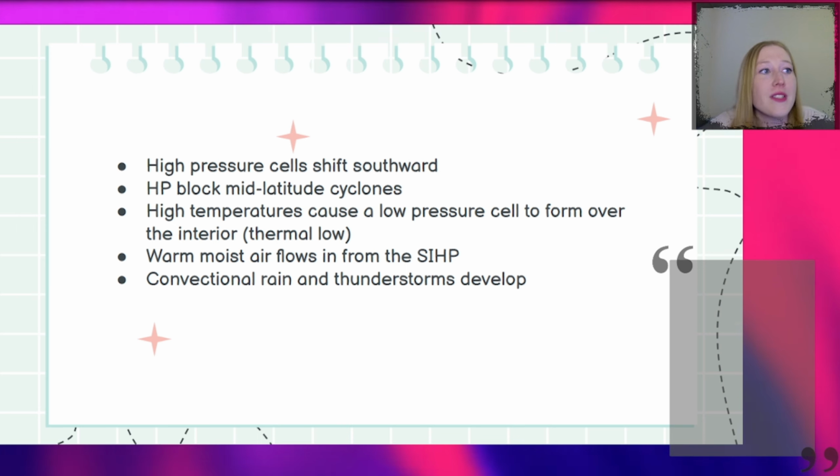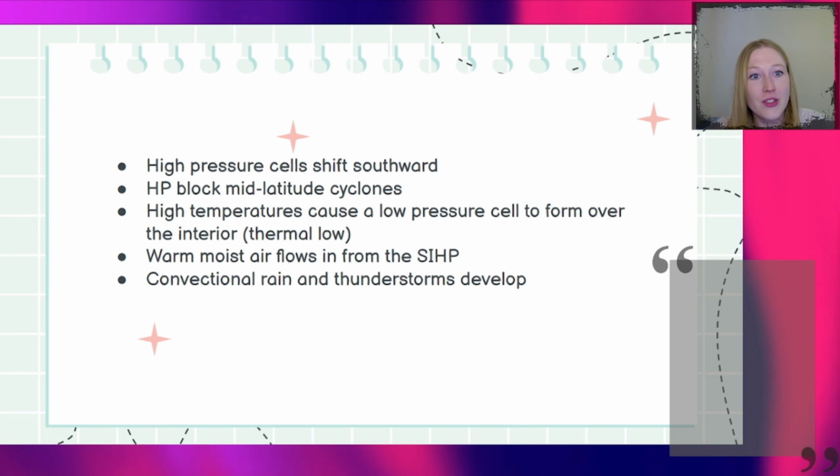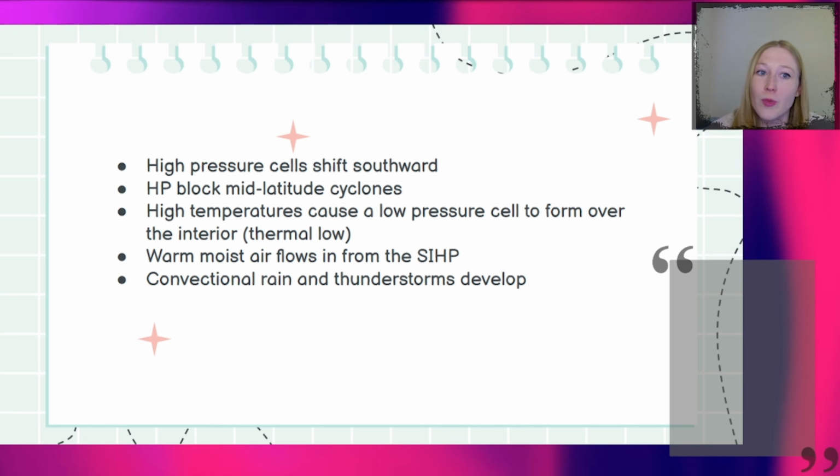For starters, the high pressure cells shift southwards. As summer comes around, we have heating further towards the south. So the pressure cells, most of the systems, all shift further south.